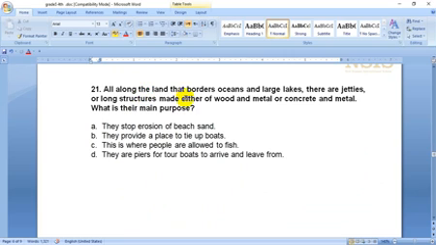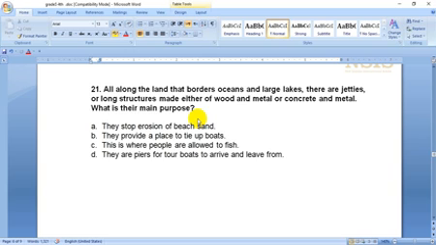All along the land that borders ocean and large lakes, there are jetties. Do you remember the jetty, a long structure made of either wood and metal, or concrete and metal? What is the main purpose of a jetty? If you remember, we said that people build jetties to stop the erosion of the waves. They build a wall in the water to stop or slow down the waves and currents.